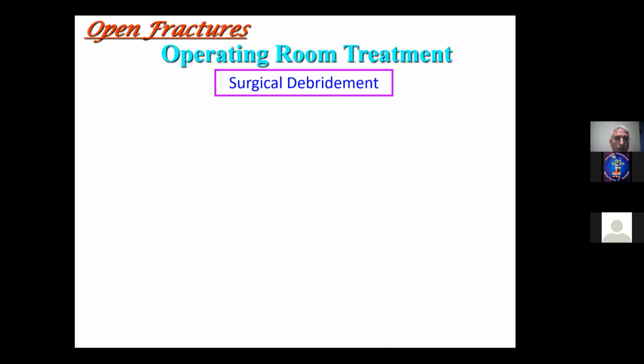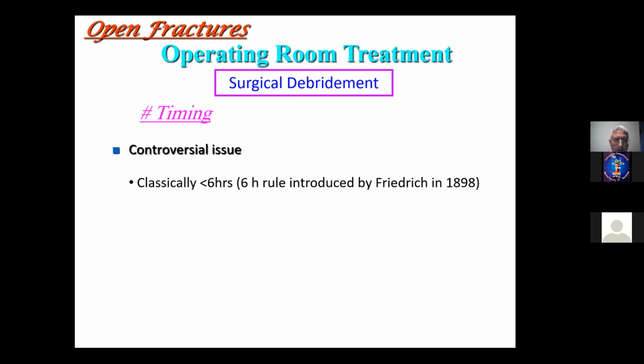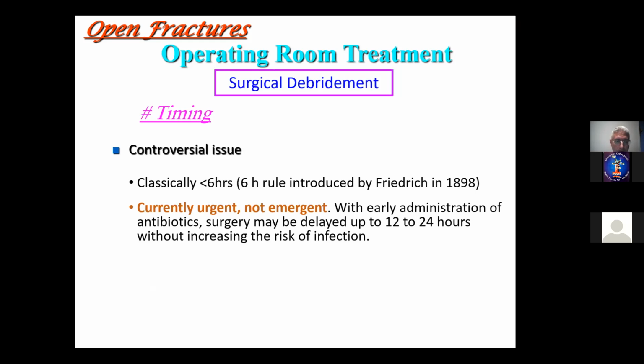Surgical debridement. When to start the surgical debridement? This is a controversial issue. It starts classically in less than 6 hours. This 6 hours rule was introduced by Friedrich in 1898, very long ago. But recently this has been changed. Currently, it should be done on an urgent basis, not emergency, with earlier administration of antibiotics.